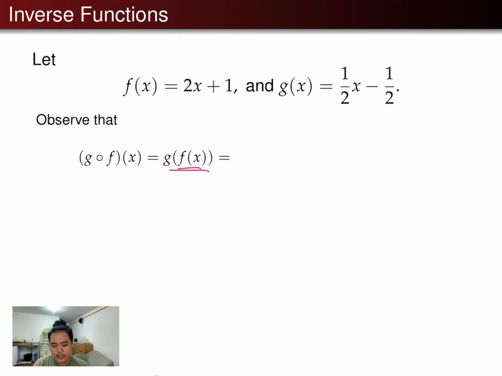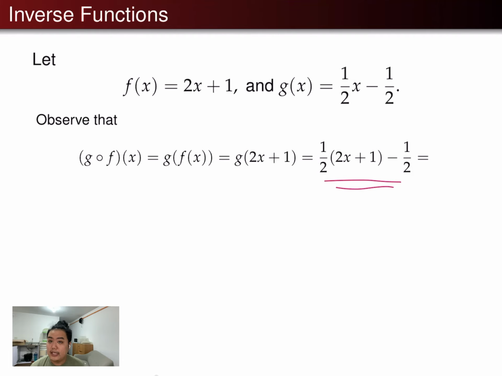It means in g, we replace x by f of x. So all the x will be replaced by 2x plus 1. Okay, so replace x by 2x plus 1. And then if you simplify this expression, we get x. Okay, you can verify that on your own.